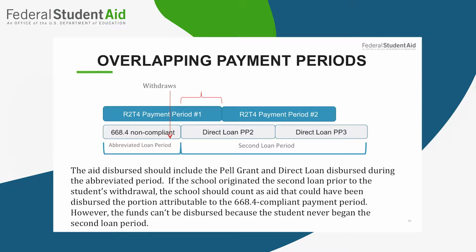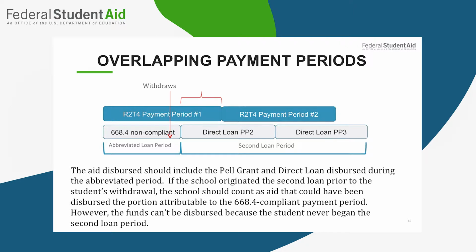So the financial aid disbursed should include the Pell Grant and the direct loan disbursed during that abbreviated period. Now, if the school originated that second loan prior to the student's withdrawal, then you should count as aid that could have been disbursed the portion that's attributable to that 668.4 compliant payment period. That means direct loan payment period number 2. That's the one that is compliant with that regulation because of its length. However, those funds cannot be disbursed to the student because the student never began attendance in that second loan period.